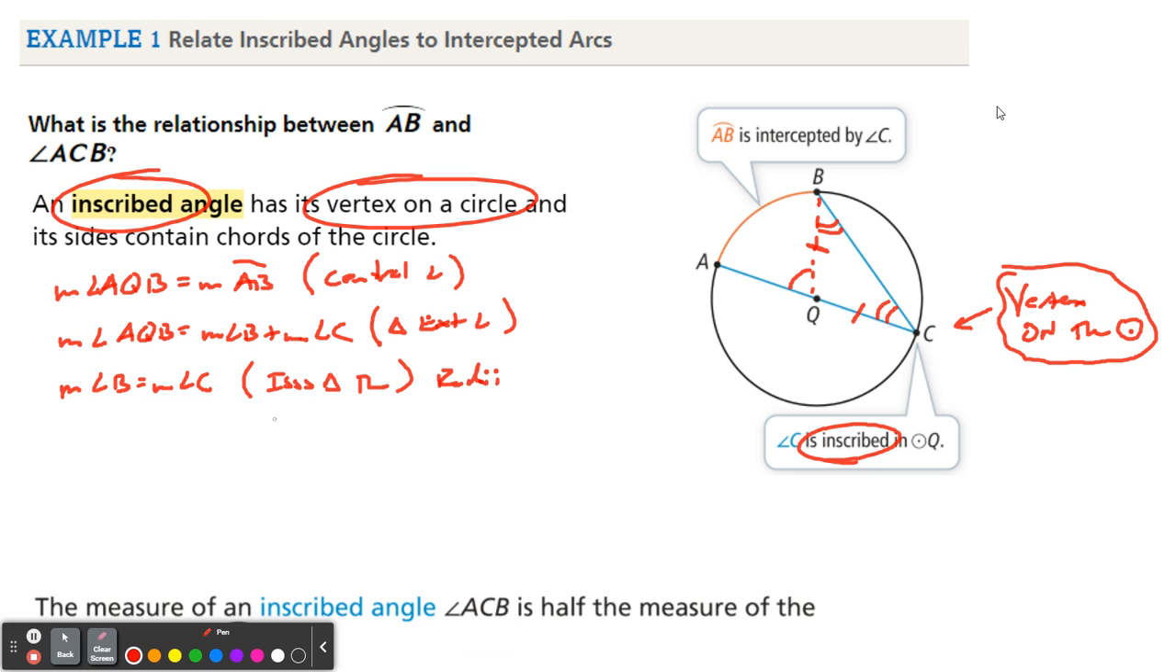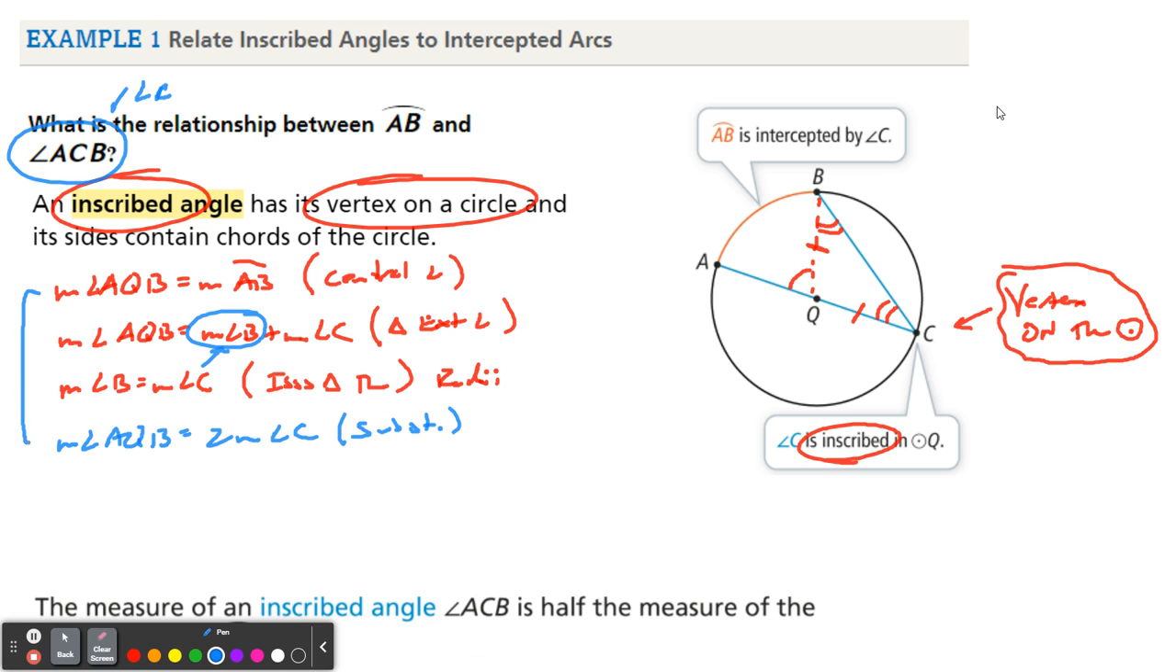So now we can do a substitution. If we know that B and C are equal, we can take out the B's because we don't care about the B's. We care about angle C. So let's take out B and put C, which would give us two C's. So the measure of angle AQB is equal to 2 times the measure of angle C. And that's substitution. Because of this first step, the measure of the central angle is equal to the arc. So the measure of arc AB is now going to be 2 times the measure of angle C, and that is again by substitution.